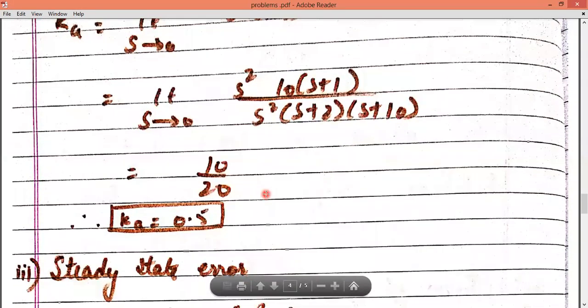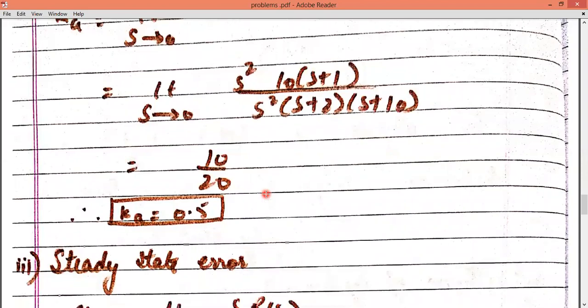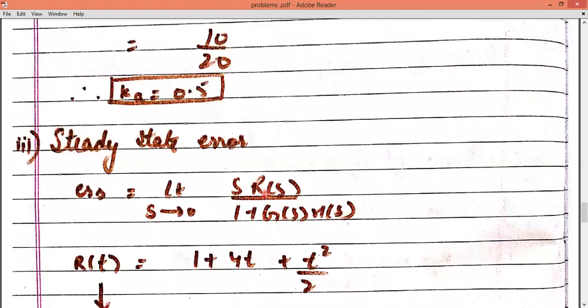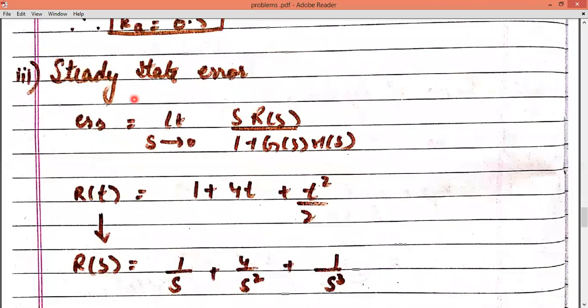Now we have found the values of the static error constants, which are Kp, Kv and Ka. Now the next step is to find the steady state error. To find the steady state error, we need to write the formula of steady state error, which is ESS equals limit s tends to 0 of s into r of s upon 1 plus g of s into h of s. This is the way to represent the steady state error formula.